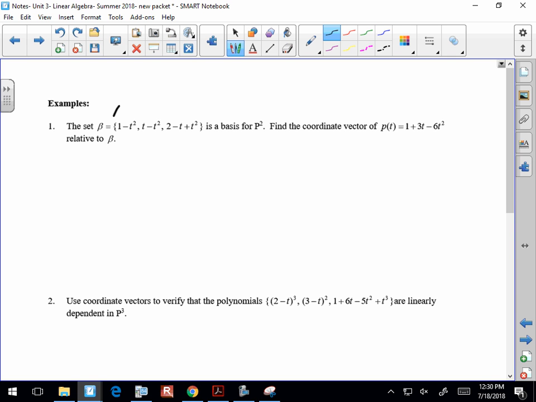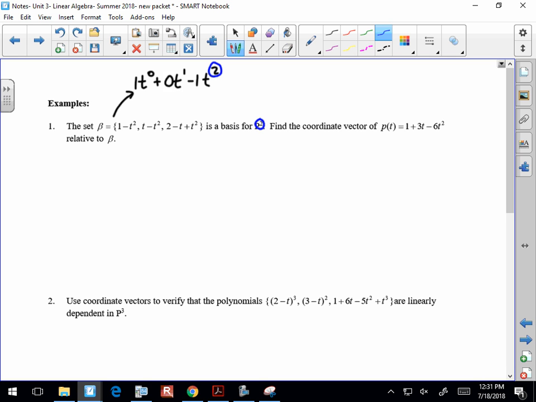We would think of this as 1 times t to the 0th power plus 0 times t to the 1st power minus 1 times t to the 2nd power. When we say P2, we're talking about polynomials of order 2. So if it were P3, we'd go up to t to the 3rd power. But basically what we're going to do is create basis vectors associated with the coefficients.